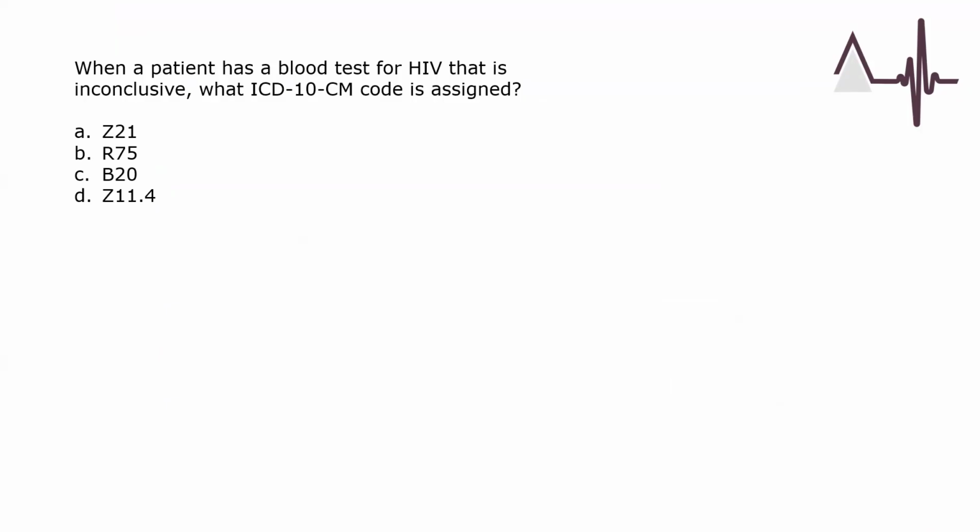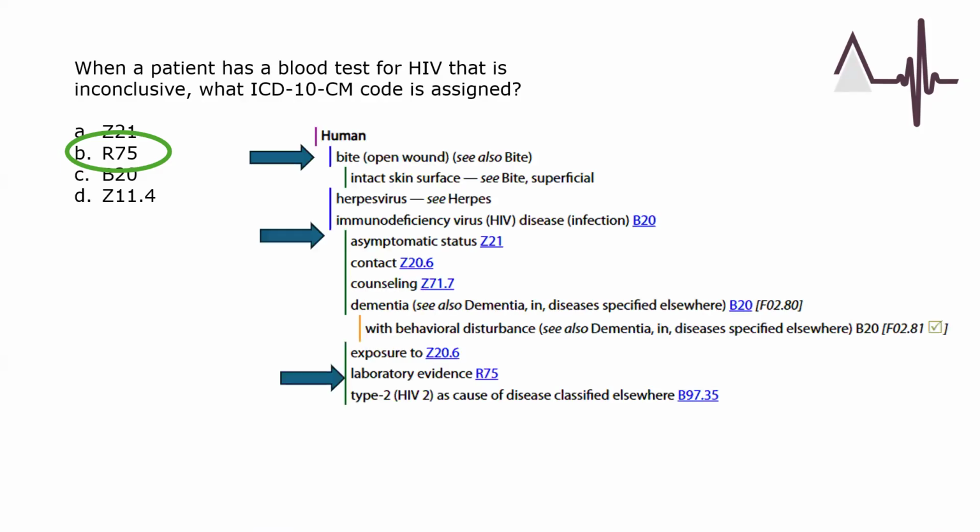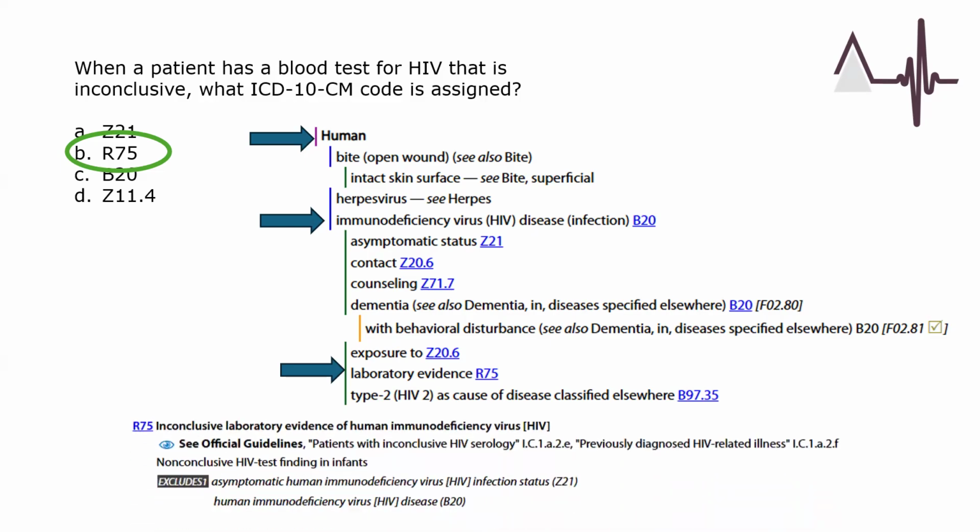If we were to refer to our notes, which we just made with all of these listed out, we could easily identify this as inconclusive serology, which is coded to R75 per the guidelines, making B the correct answer. To confirm our understanding, let's find the code. In the ICD-10 alphabetic index, look for human immunodeficiency virus disease, laboratory evidence, and you are directed to R75.